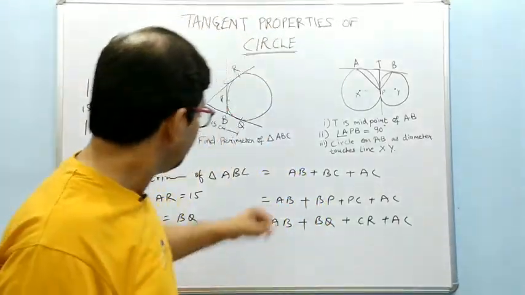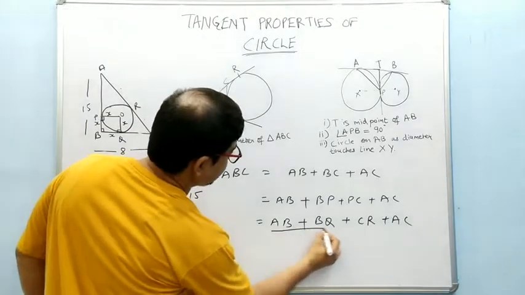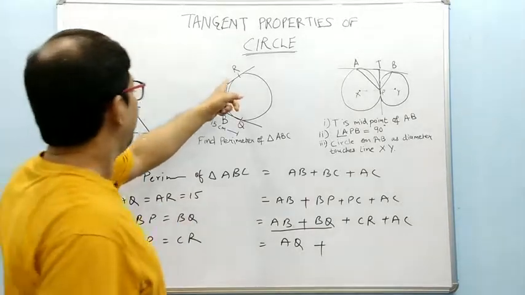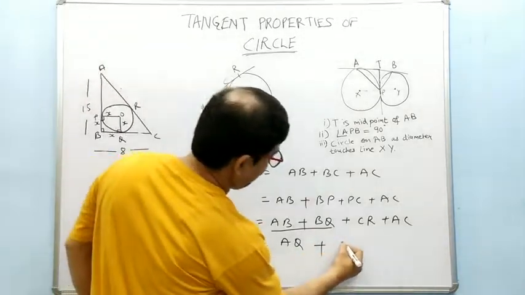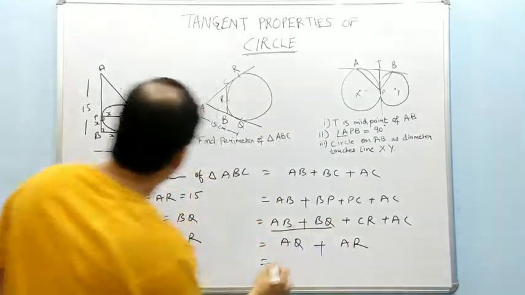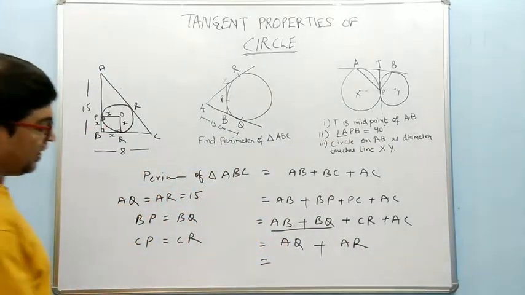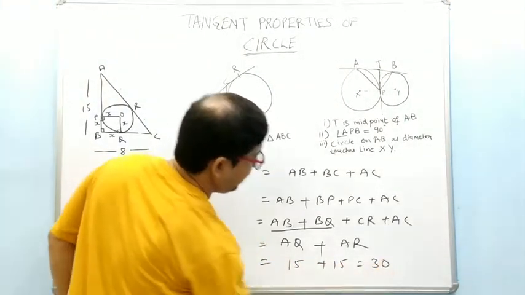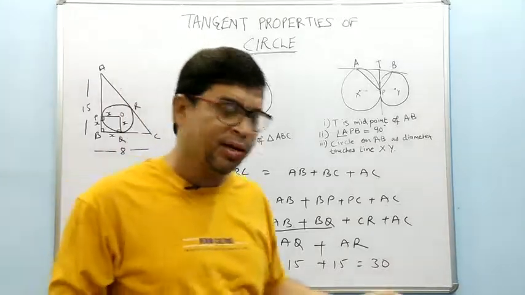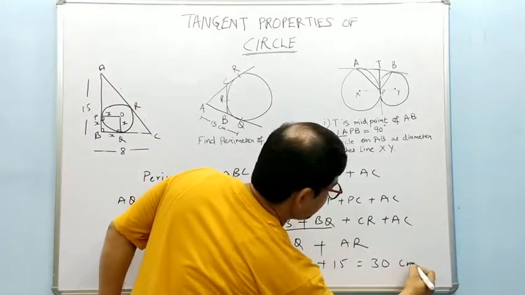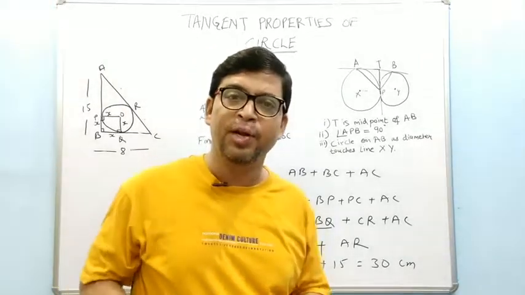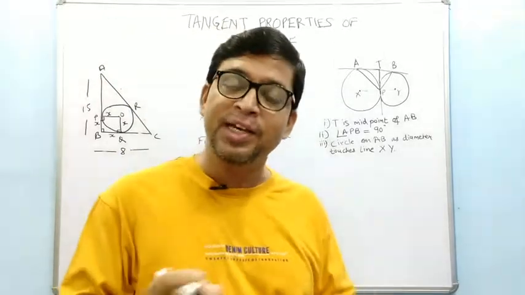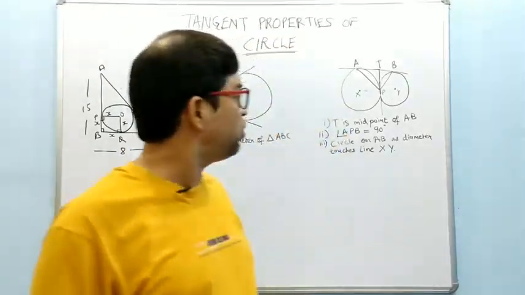So now you see that AB plus BQ is giving you AQ, and CR plus AC is giving you AR, and we know the length of AQ and AR both. That is 15 plus 15 coming out to be 30 units. If it is in centimeter, it is in centimeter. We got the perimeter of the triangle. And now see a very important application of that theorem here in this question.